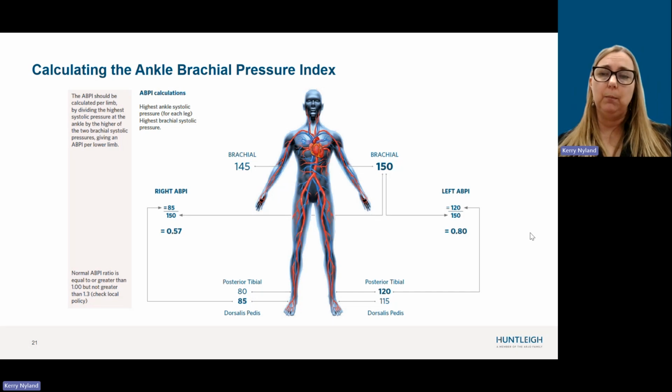So in this example, if we look at the right side, the dorsalis pedis is the highest reading at 85. So you'll take that and you'll divide it by the highest brachial, which is 150. And that gives you a ratio of 0.57. On the left side, the post-tib pulse is the highest reading. So you take that as your highest and you divide that by your highest brachial, and that gives you a ratio of 0.8. If we remember those ratios as we go to the next slide, it does give a guide to compression.